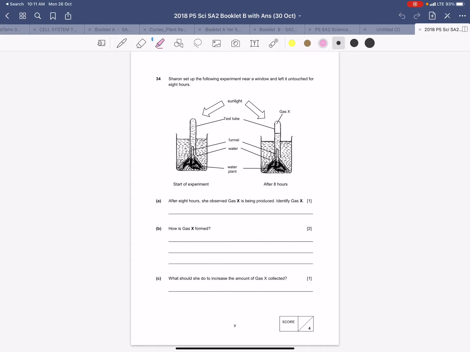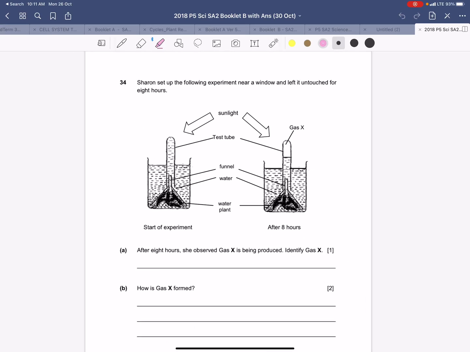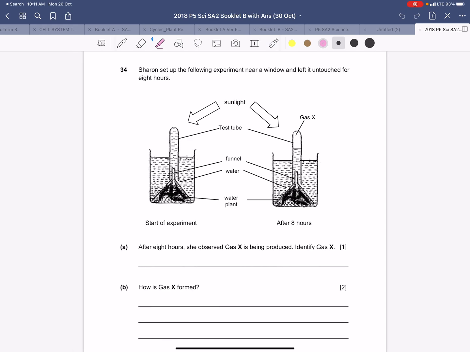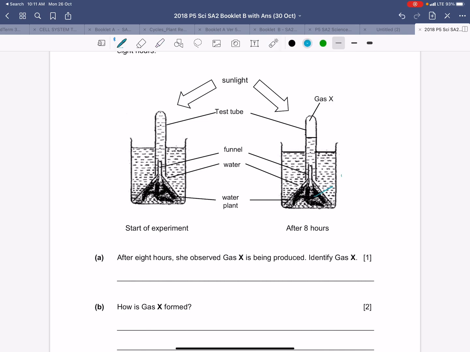Alright, let's move on to the next question. Question number 34. Now, one look at this, in fact, even without reading the question, you would probably understand that this is a question of photosynthesis. Like I say, this is a very common example because they like to use this plant known as a hydrilla. Now the hydrilla plant, because it's an underwater plant, you are able to see bubbles coming out from it. Now these bubbles are actually oxygen.